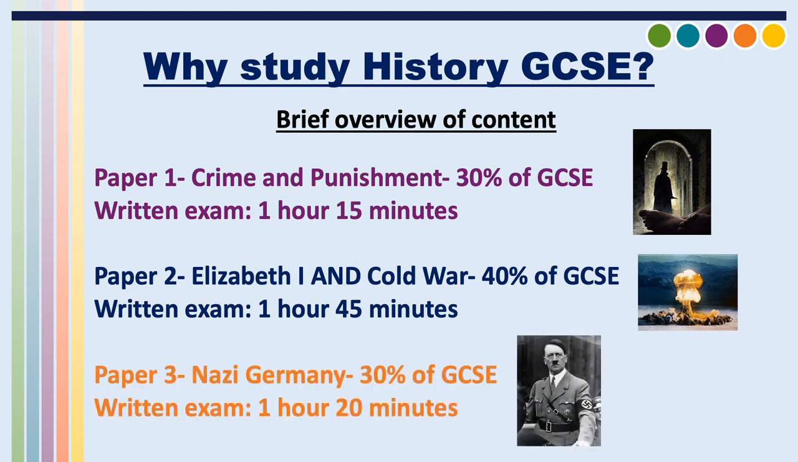Finally, paper 3 looks at Nazi Germany, which is worth 30% of your GCSE, and this is a written exam of 1 hour 20 minutes. In this unit, you will look first of all at the Weimar Republic and the weaknesses of the Weimar Republic and how Hitler was able to exploit this. The second part of this paper looks at Hitler's rise to power, and the final part looks at Hitler as a dictator and what life was like in Nazi Germany.